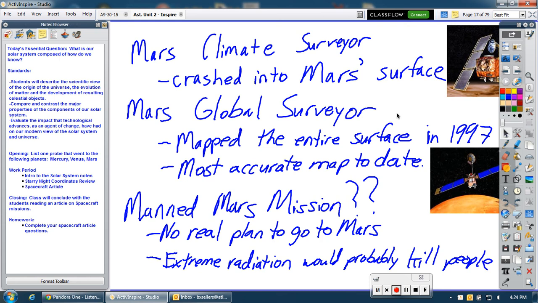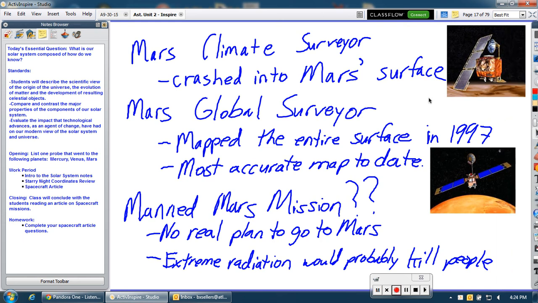Another thing we sent was the Mars Climate Surveyor. It crashed into the surface. This probe was a huge embarrassment for NASA because it was a data calculation mistake. Global Surveyor was sent in '97. It's the most accurate map to date. It's what has given us the map that is actually on the globe in class. It's very, very accurate data.